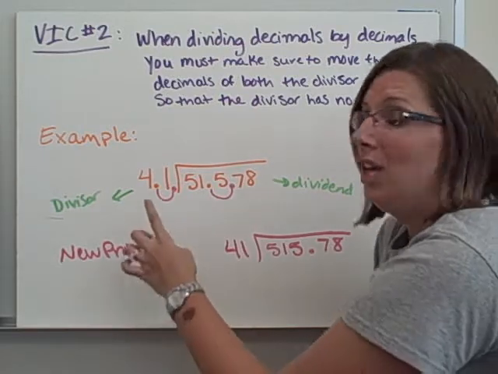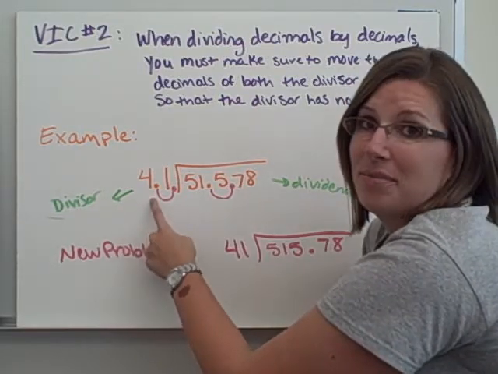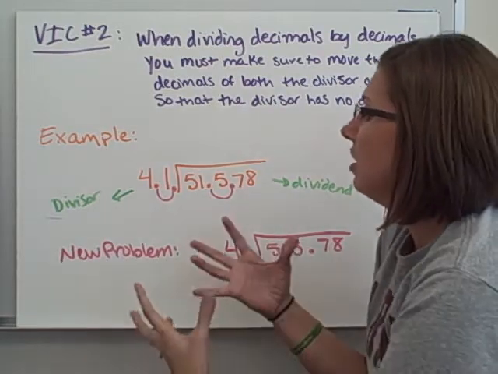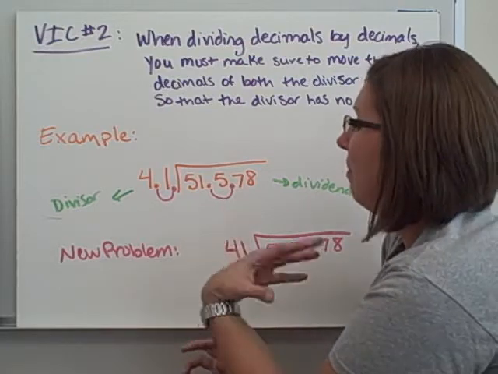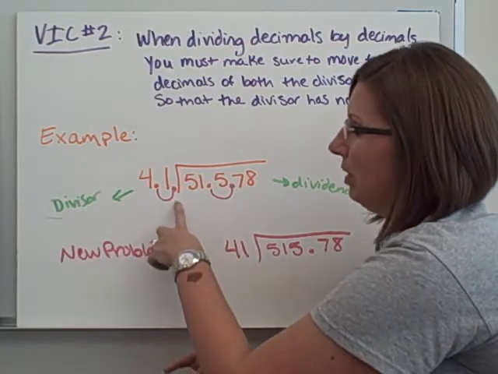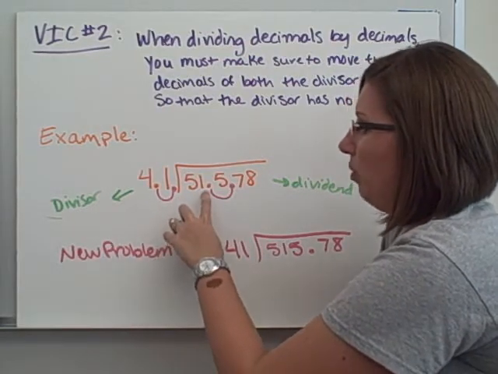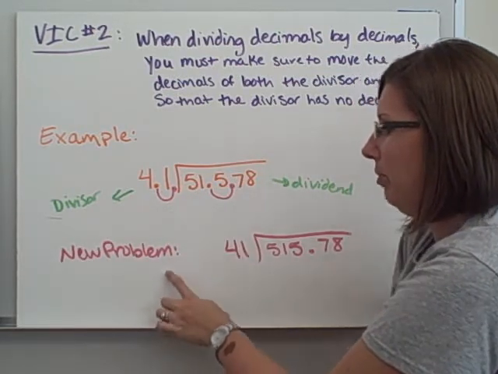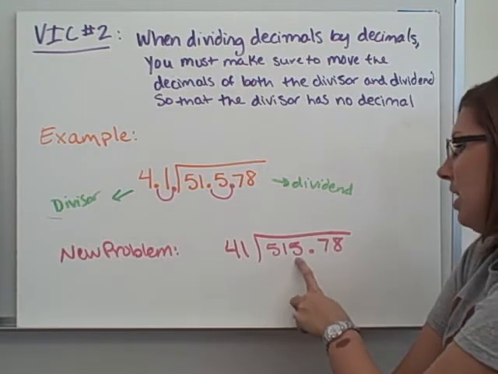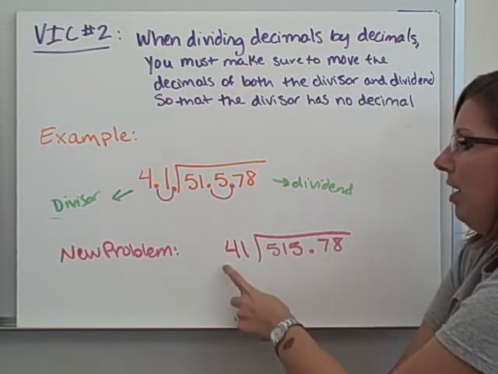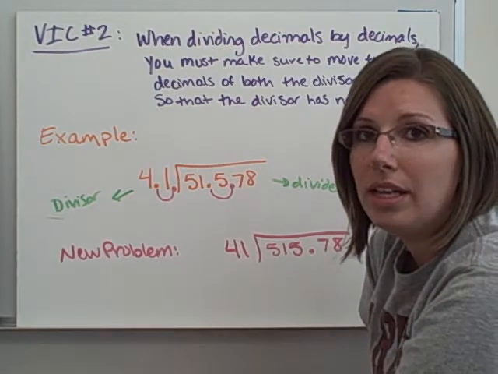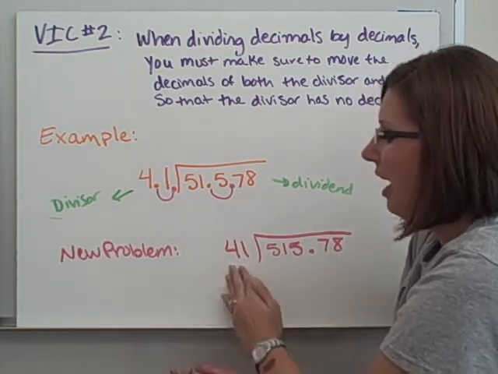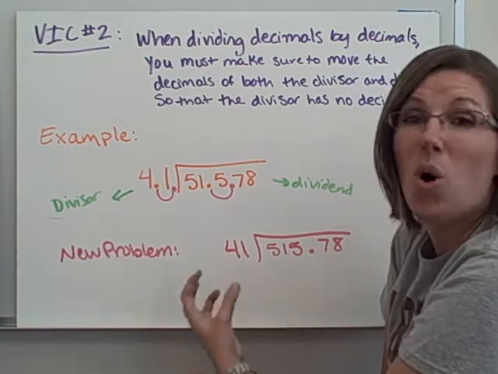So basically, we cannot have a decimal out here. That doesn't help our mathematics. So to ease our math problem, we are going to just simply move this decimal over, and what we do to the outside, we also need to do to the inside, and we've got a new problem. 515.78 divided by 41. Essentially, I just multiplied both numbers by 10 so that I have my divisor as a whole number.